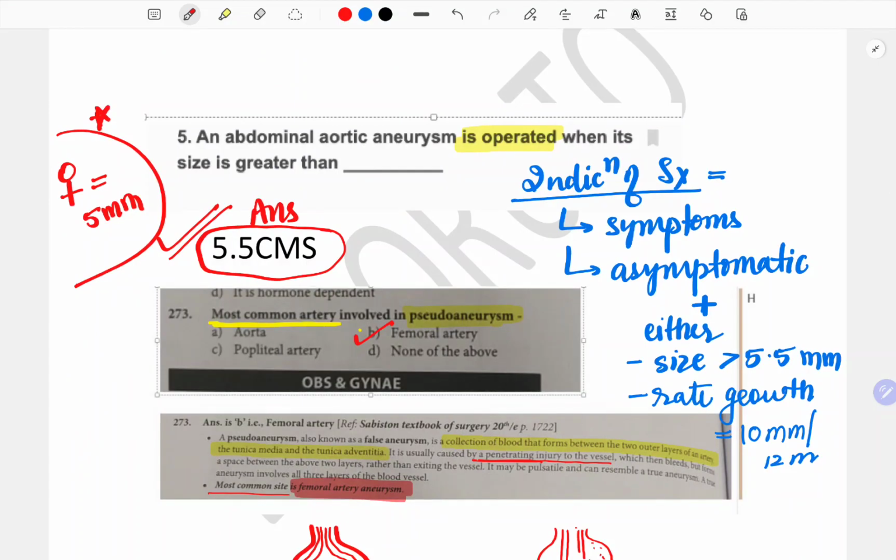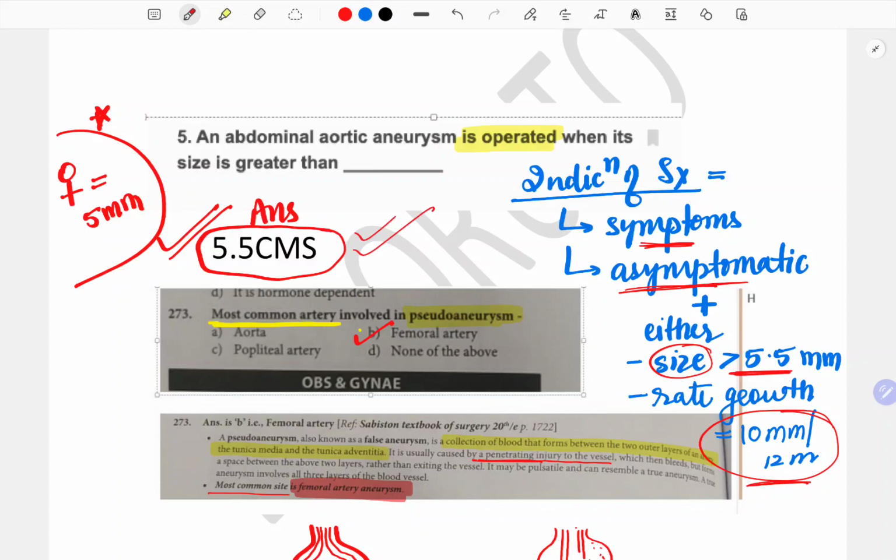So there are indications for the surgery in aneurysm of the aortic surgeries. So first indication is when there are symptoms present. Second, if the patient is asymptomatic but either the size of the aneurysm is more than 5.5 mm or the rate of growth is 10 mm per year or 5 mm every 6 monthly. So this is the indication and the answer will be 5.5.